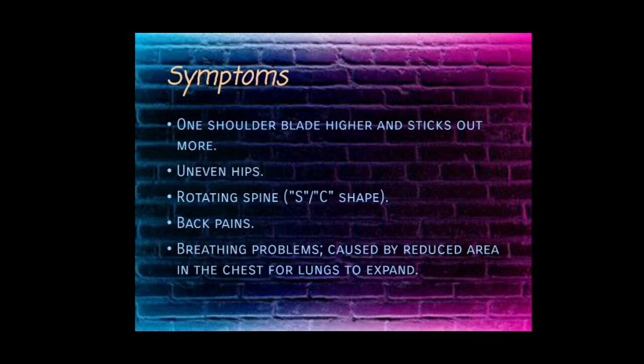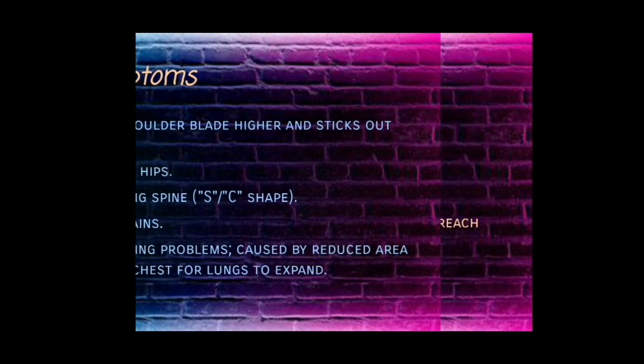The symptoms of scoliosis include one shoulder blade being higher and sticking out more, which means you will have uneven shoulder height, such as one shoulder being higher than the other. Uneven hips, a rotating spine which forms an S or C shape, back pains, and breathing problems caused by reduced area in the chest for the lungs to expand.